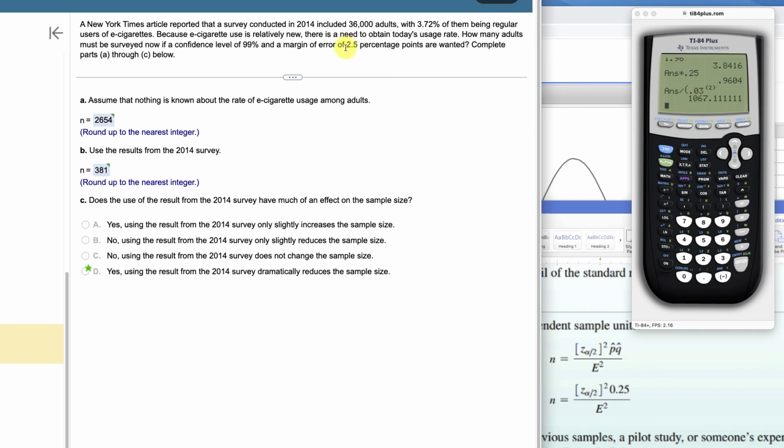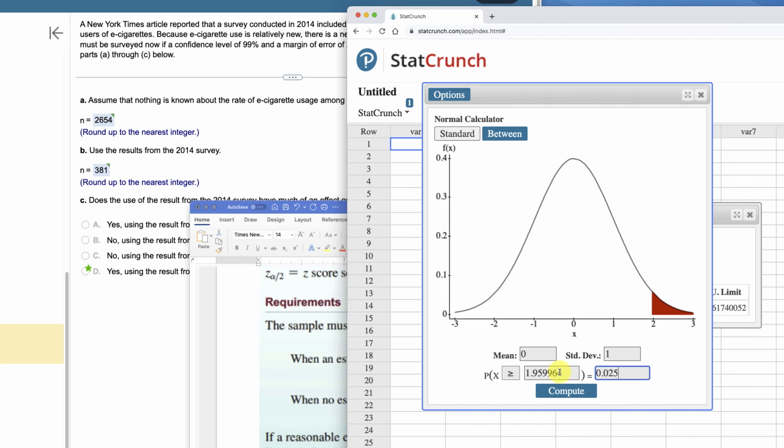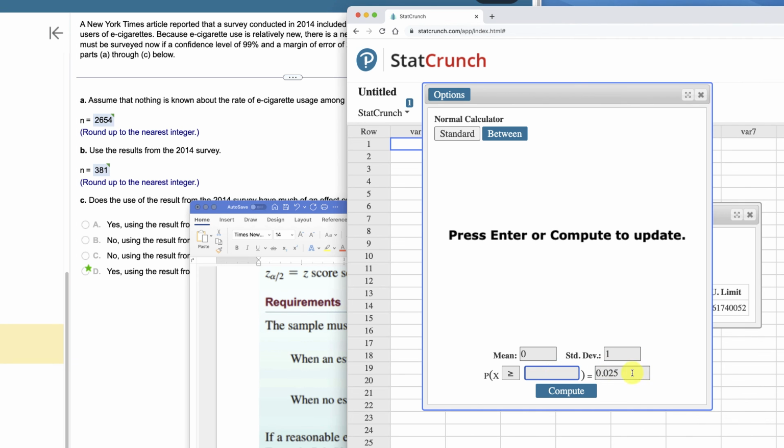So we want an error of 2.5% or 0.025, right? So assume nothing is known about the rate of use among adults. How many do we need? So we don't know. The first question is we don't know. And now we want to know what it is. This is what it was. That's the old one, right? Okay, well, we don't know, so it's this one. We need to find a 99% confidence interval. 99% is 0.01.